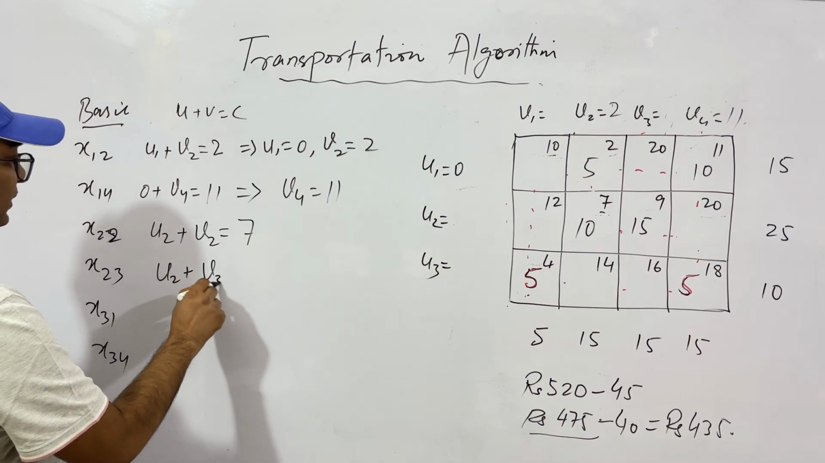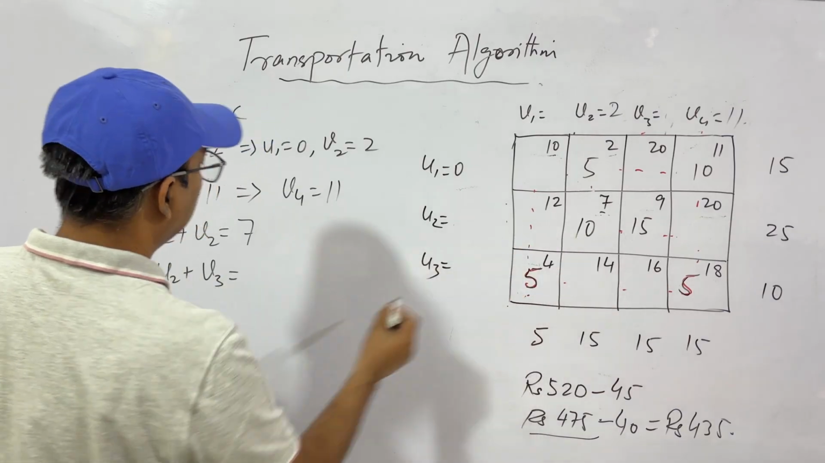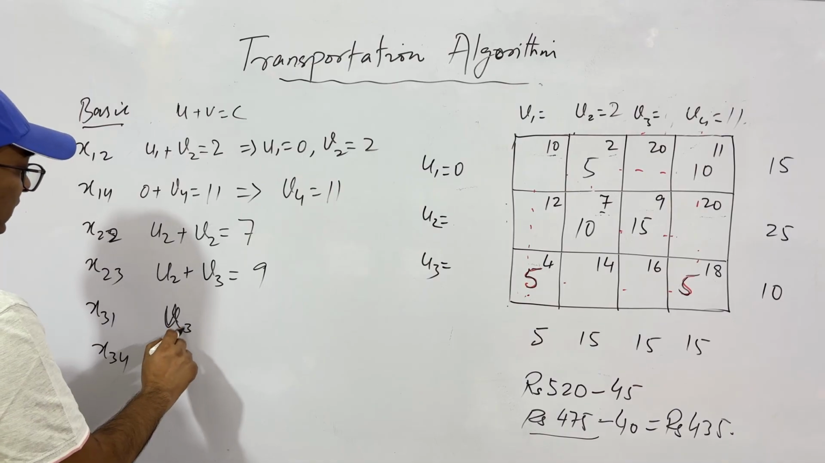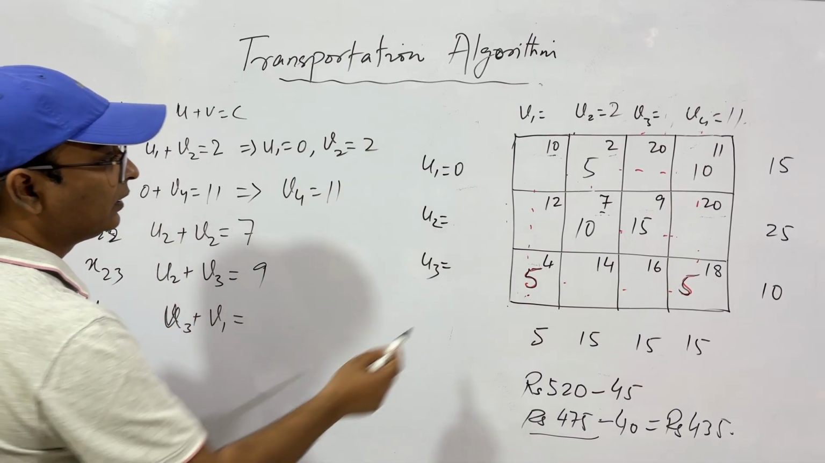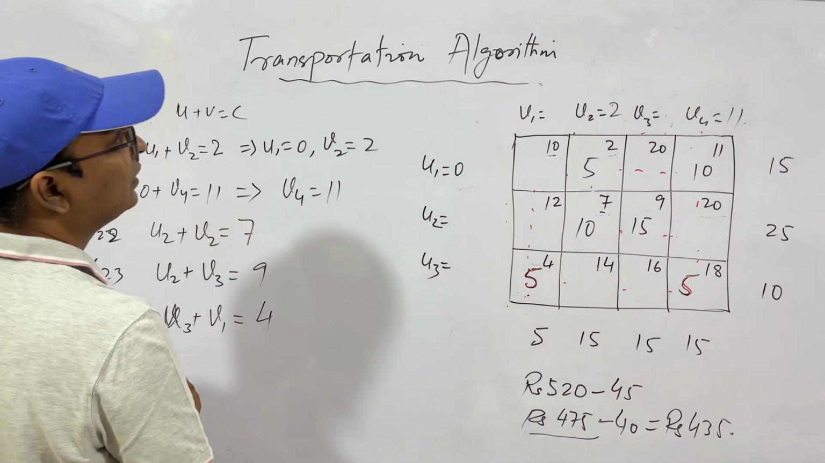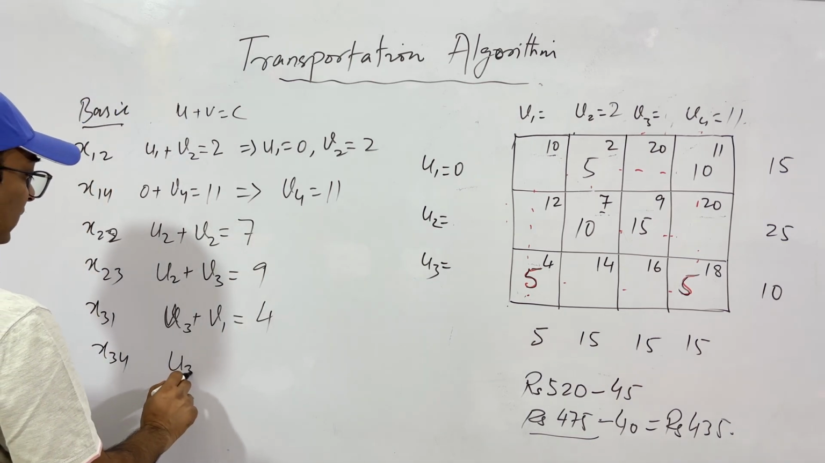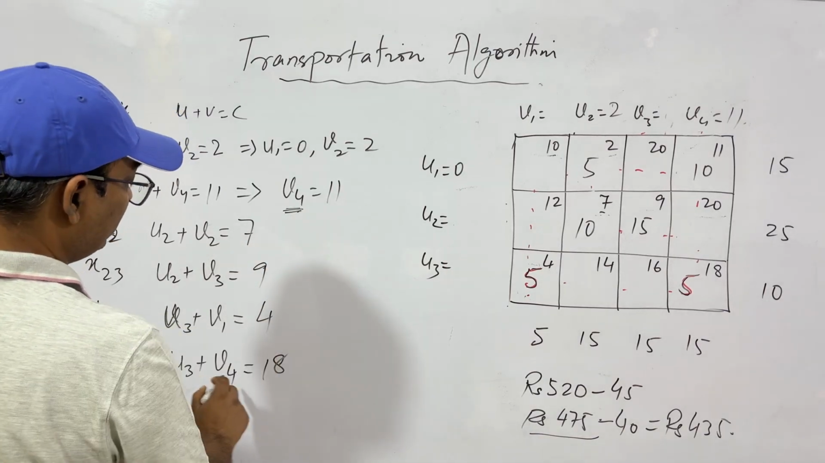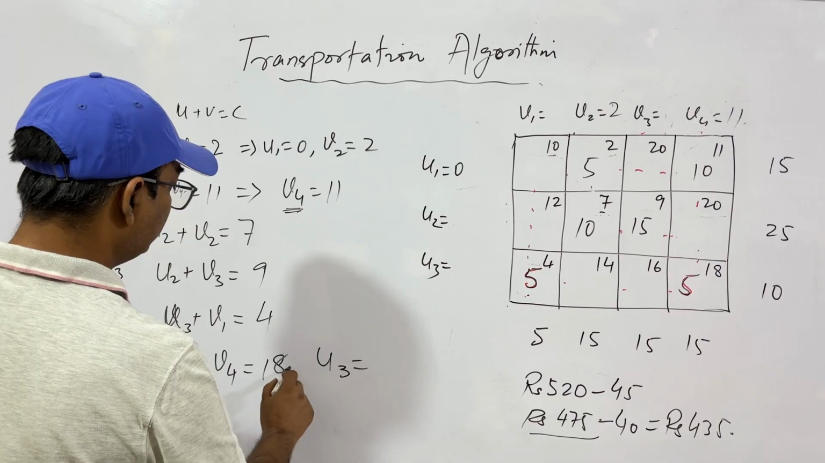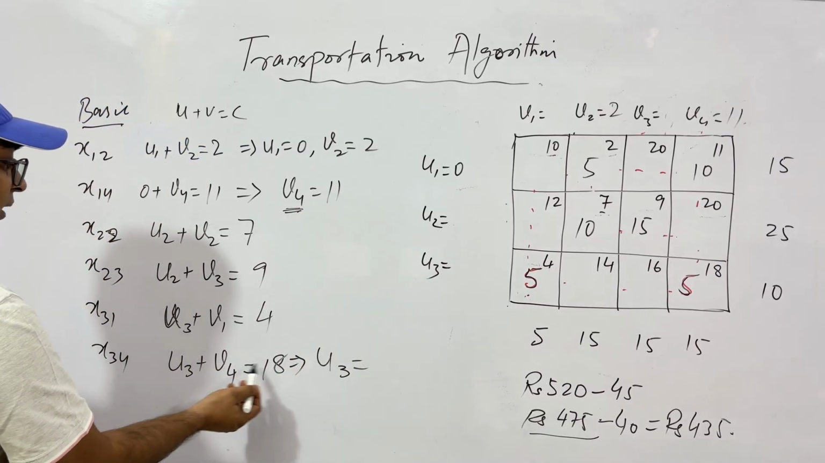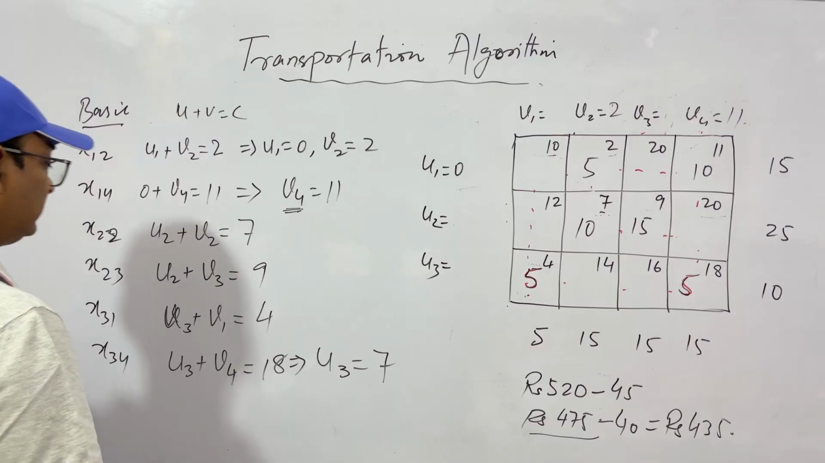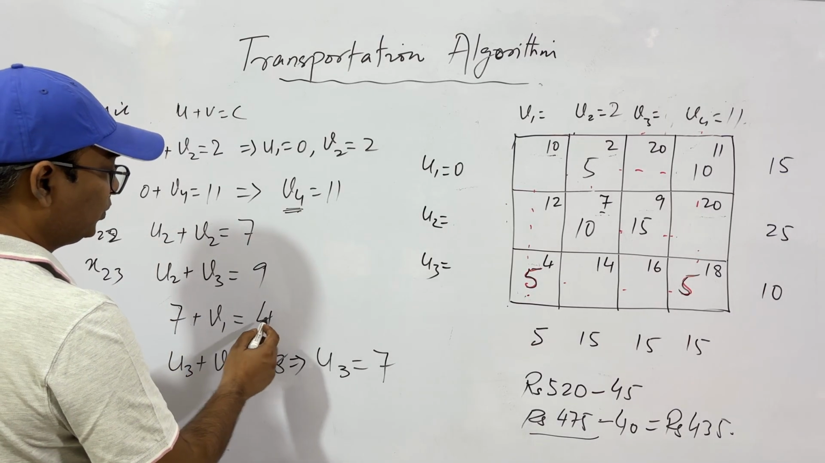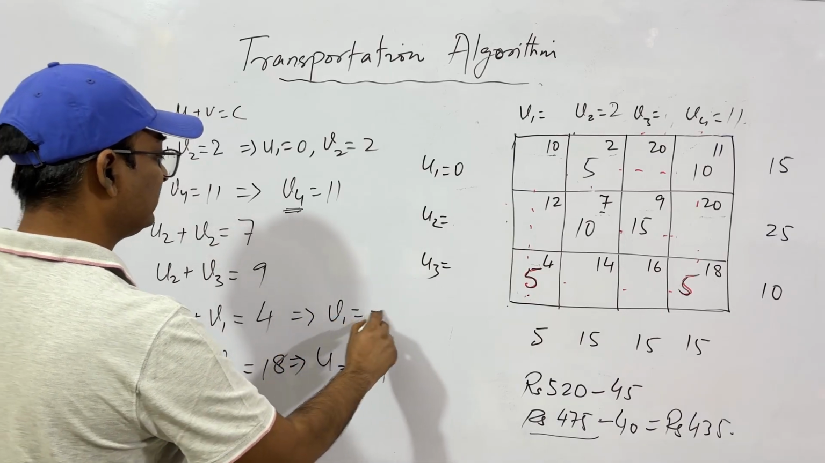u2 plus v3 equal to x23, that is 9. We don't have any value. Again, u3 plus v1 is equal to 4. Do we have any value of v1? No, we don't. Then u3 plus v4 equal to 18. We have the value of v4, it is 11. So from here u3 is equal to 18 minus 11, that is 7. So u3 is 7. Now 7 plus v1 is 4. This implies v1 is 4 minus 7, that is minus 3.